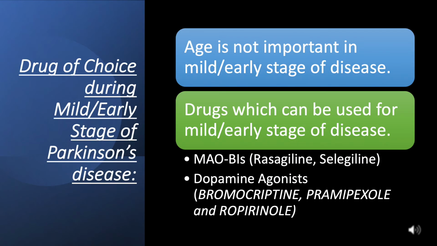Drug of choice during the mild early stage of Parkinson's disease. Age is not important in the mild early stage of disease. Drugs which can be used for the mild early stage of disease: monoamine oxidase B inhibitors, RASAGILINE, SELEGILINE, and dopamine agonists, BROMOCRIPTINE, PRAMIPEXOLE, and ROPINIROLE.